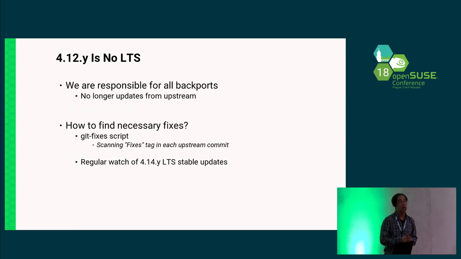One thing is a git fix script that is checking the upstream git commits and whether they should be backported by checking the fixes tag. And that's reported to each developer: you should backport that, check that. And also, we regularly watch 4.14 LTS kernel development and whether it's backportable to our kernel or not. So we regularly check that, but we are unfortunately still behind the latest stable by maybe 1,000 patches missing. And we still need to evaluate which should be backported, which can be ignored, and so on.